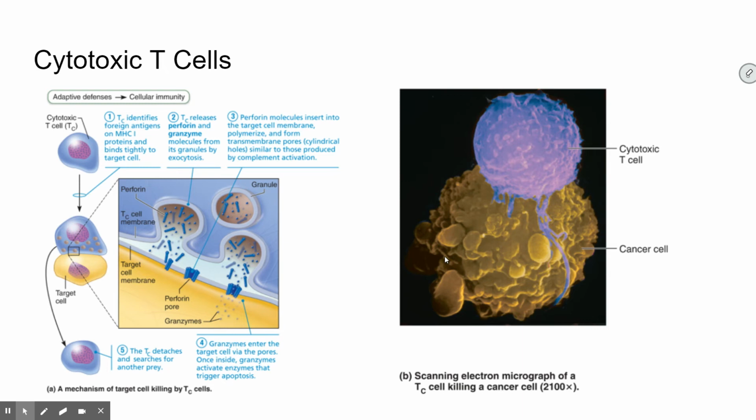Again, cytotoxic T cells directly attack and kill other cells. They are activated by helper T cells. They go out and find cells that are infected by a virus. They find cells that might have bacteria or other parasites. They find cancer cells, as you see in this picture here, and they can destroy them. And they can even destroy transplanted cells.